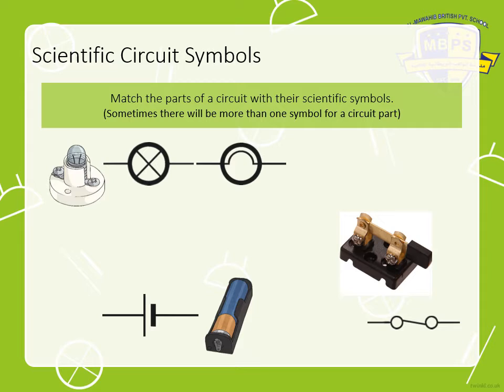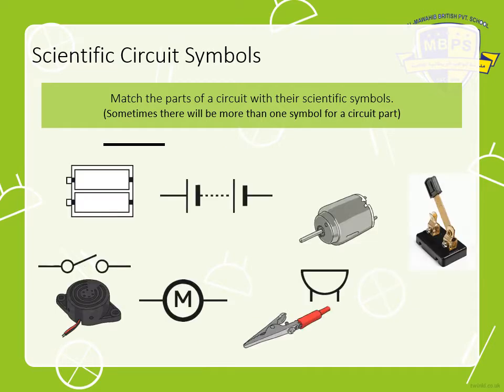Now let's see the symbol for the next component. You can see here there are two cells, or you can say a battery. There is a buzzer. There is a motor. There is a wire with a crocodile clip, and there is a switch that is open. Do you want to see which circuit symbol is for which component? Let's check.